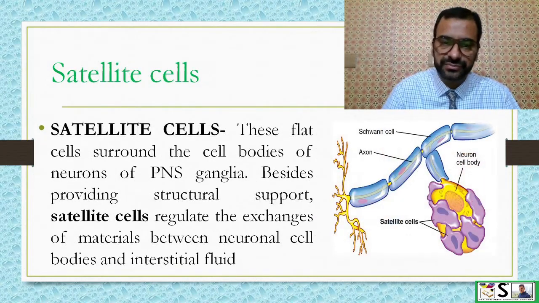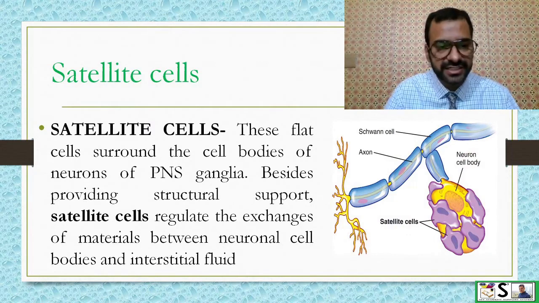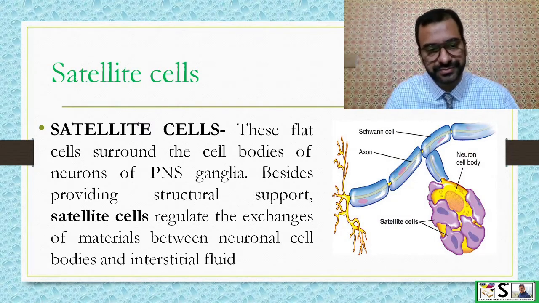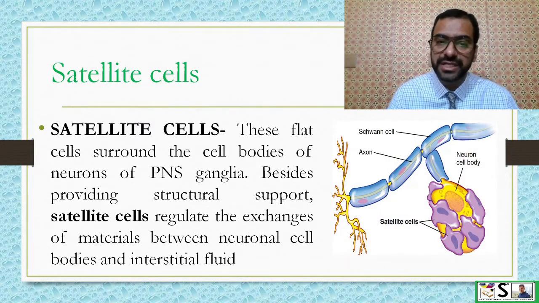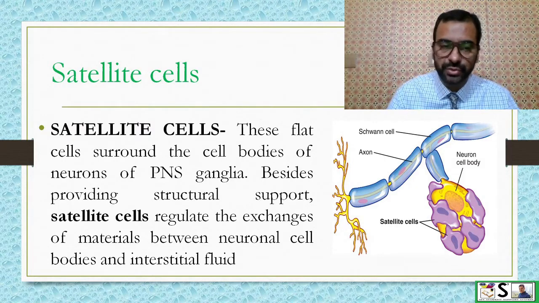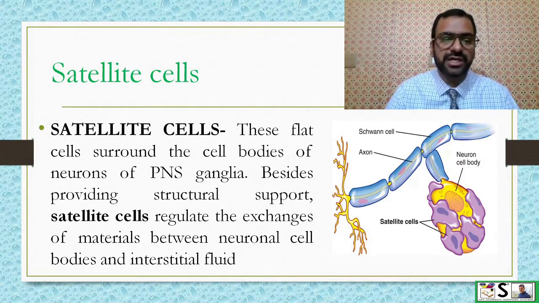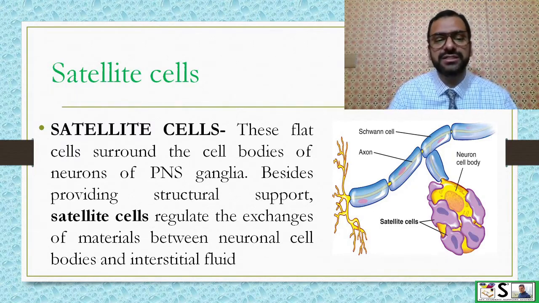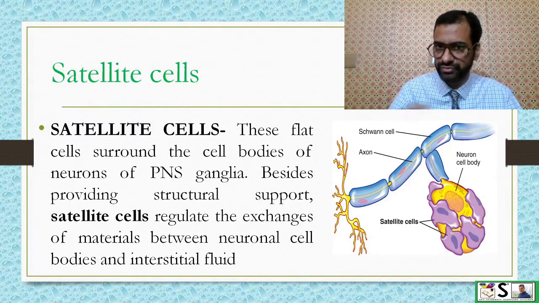Satellite cells. These are flat cells and surround the cell bodies of PNS ganglia. Besides providing structural support, satellite cells regulate the exchange of material between neuronal cell bodies and the interstitial fluid which surrounds them.